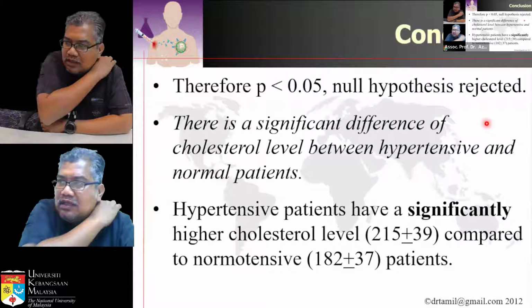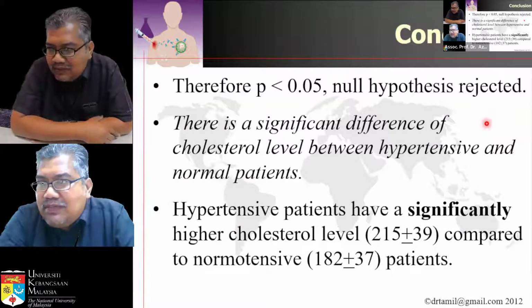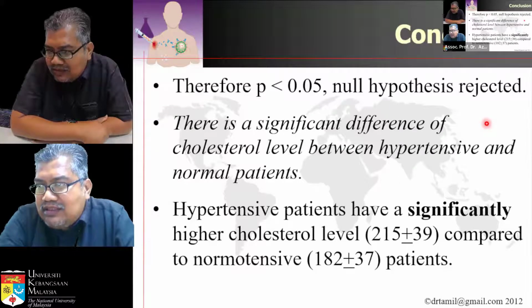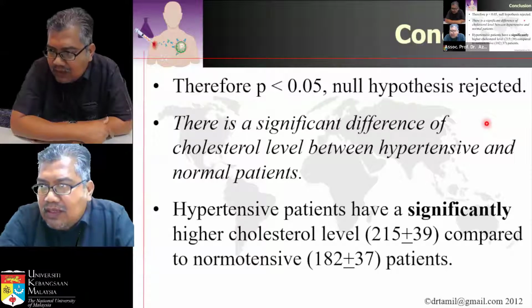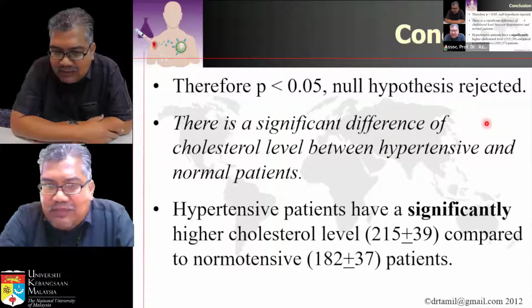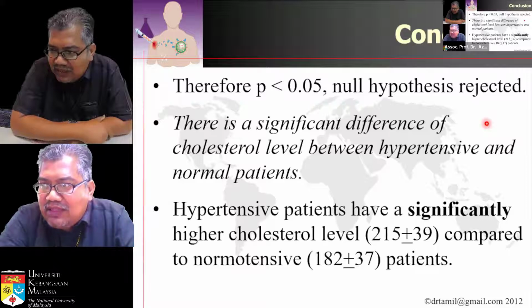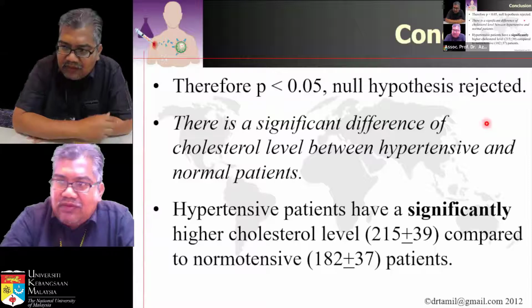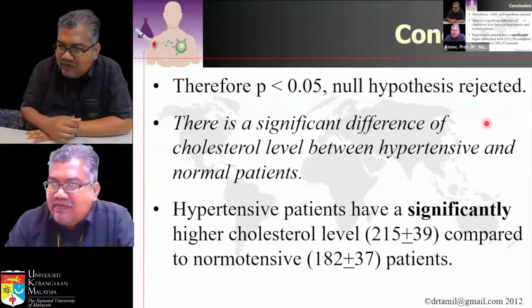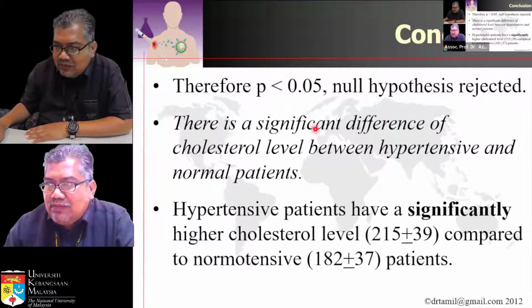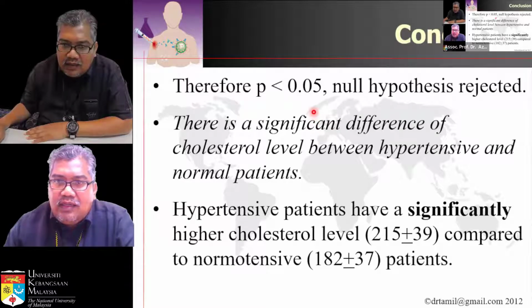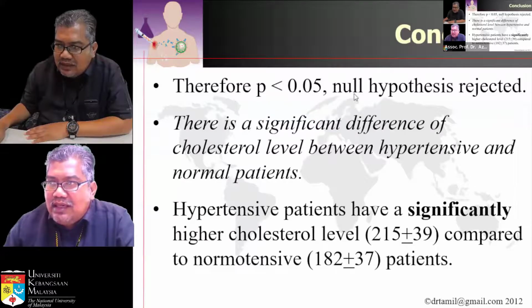So if you do a t-test, very simple. If you get a p-value smaller than 0.05, the null hypothesis is rejected. And there is significant difference of cholesterol level between hypertensive and normal patients. Okay. Hypertensive patients have a significantly higher cholesterol level compared to normotensive patients. Okay, compared to normal. So how high? 215 versus 182. Okay. So that's the example shown.